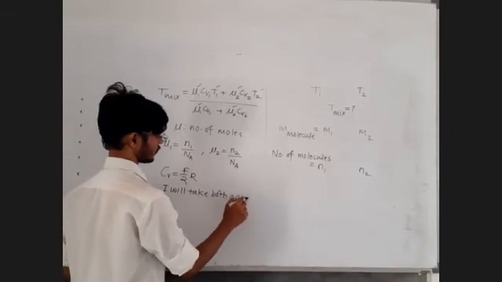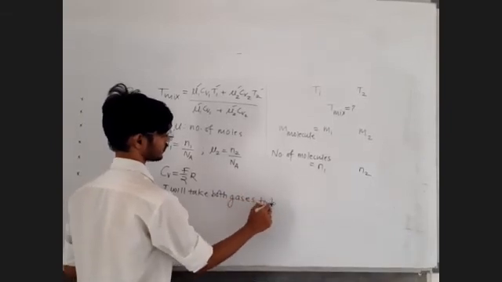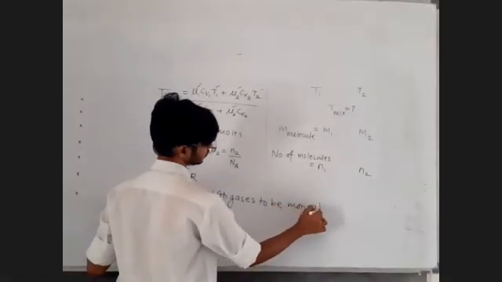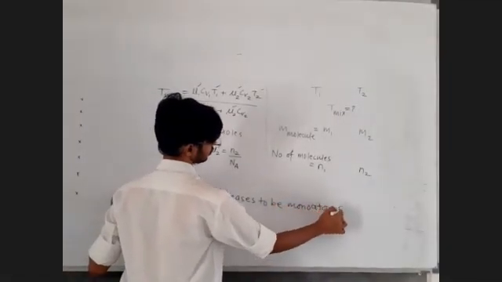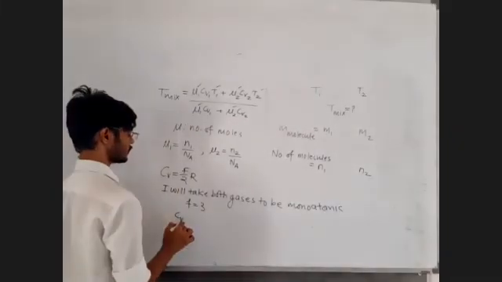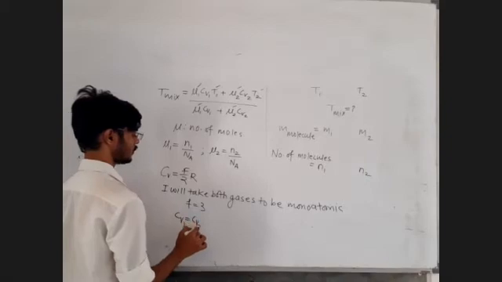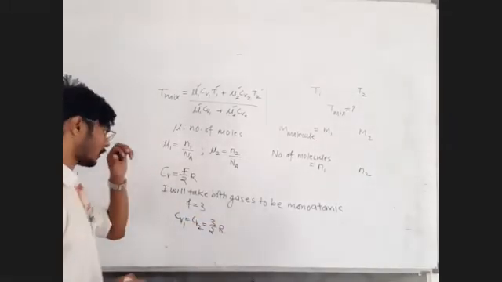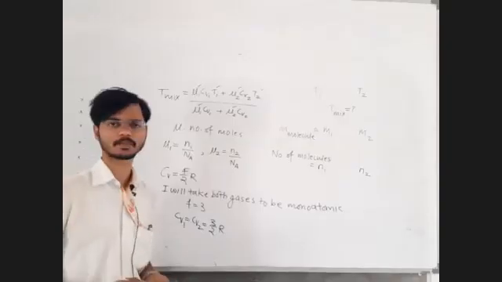I will take both gases to be monoatomic. All right. So how many degrees of freedom will there be? There will be 3. So you will write CV1 is equal to CV2 is equal to 3 by 2R. Okay. Now you people tell me what is the final answer.